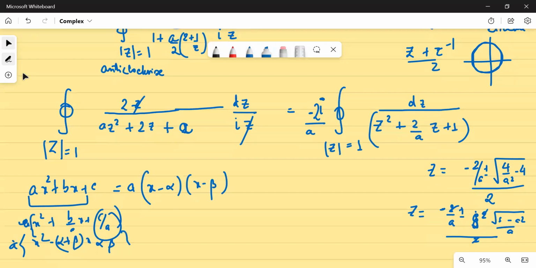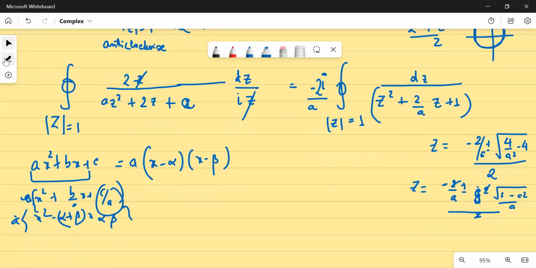I think you are left with two things. One would be, I think, यहाँ लिख देते हैं हम लोग, -1 plus root over 1 minus a square upon a, right? अब a हो जाएगा, I think, देखो इसको ध्यान से देखिए, -1, दूसरा हो जाएगा -1 minus root over 1 minus a square upon a. Is that clear?